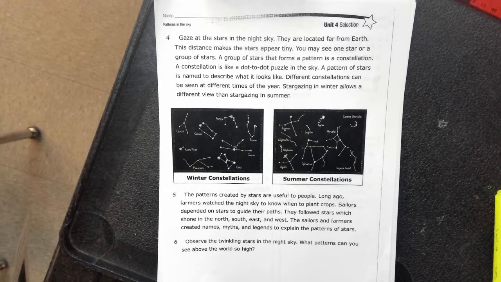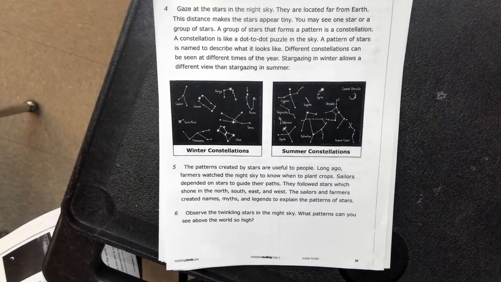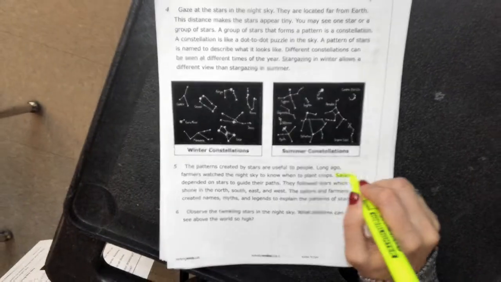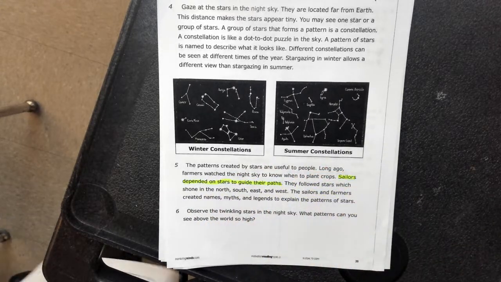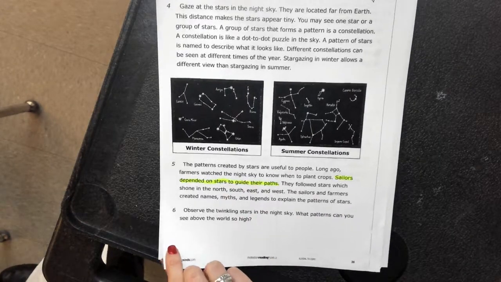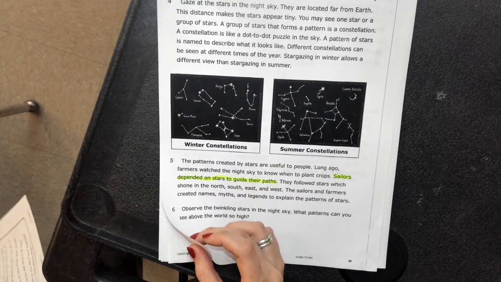Excellent, Daisy. Sailors. Where on my paper is it talking about constellations and sailors? Mario. In what paragraph? In paragraph 5. Exactly. I see a keyword right here. Sailors depended on the stars to guide their paths. Okay? So the sailors used the stars to figure out what? To guide their path and to figure out where to go, correct? Yes.